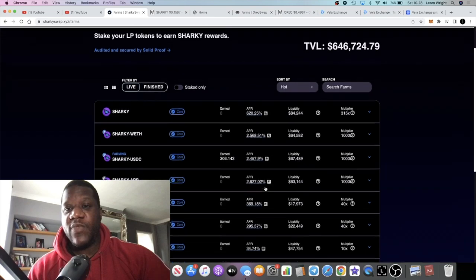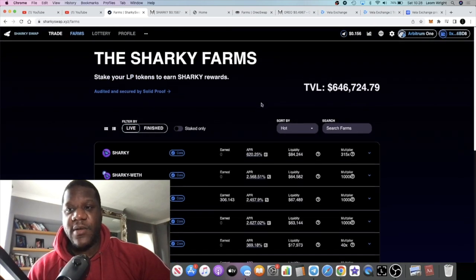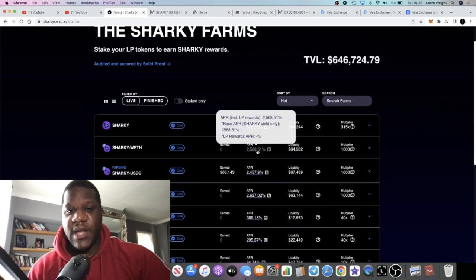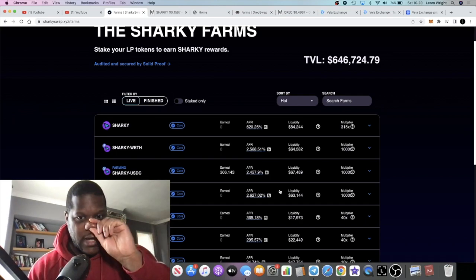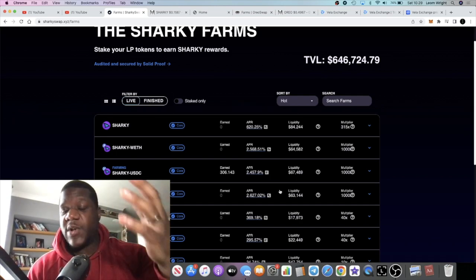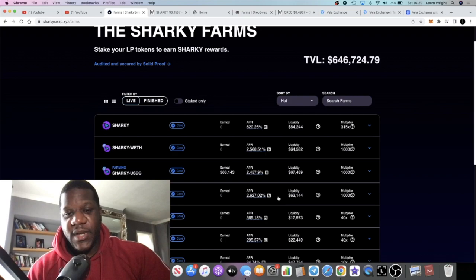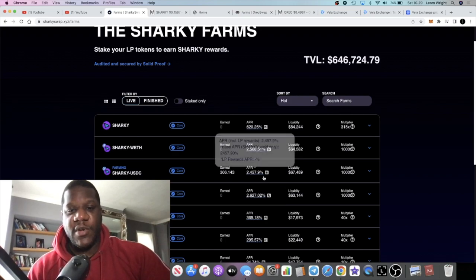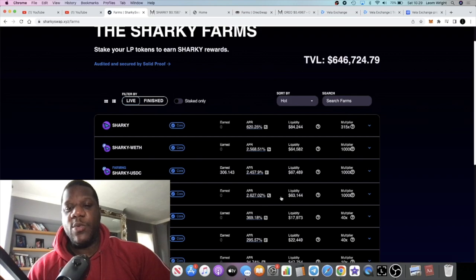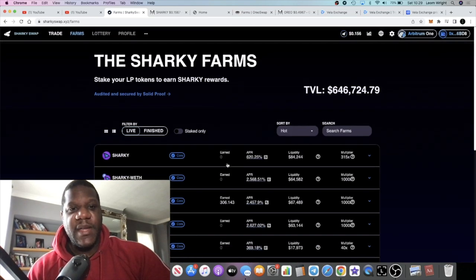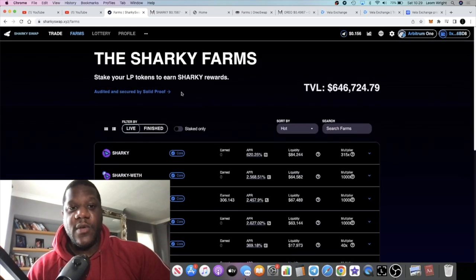I think once it reaches, is it 2 billion or something? 2 million, 2 billion. Once the emissions get to a certain place, the emissions will stop on this. Okay, guys, so it's about taking advantage of it while it's available. But you can see the APRs are pretty competitive, so there's lots of incentive to getting into this.